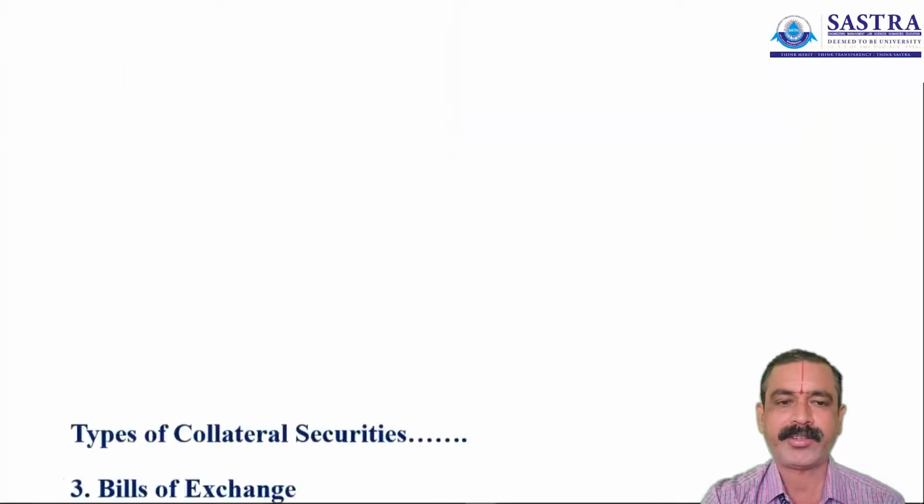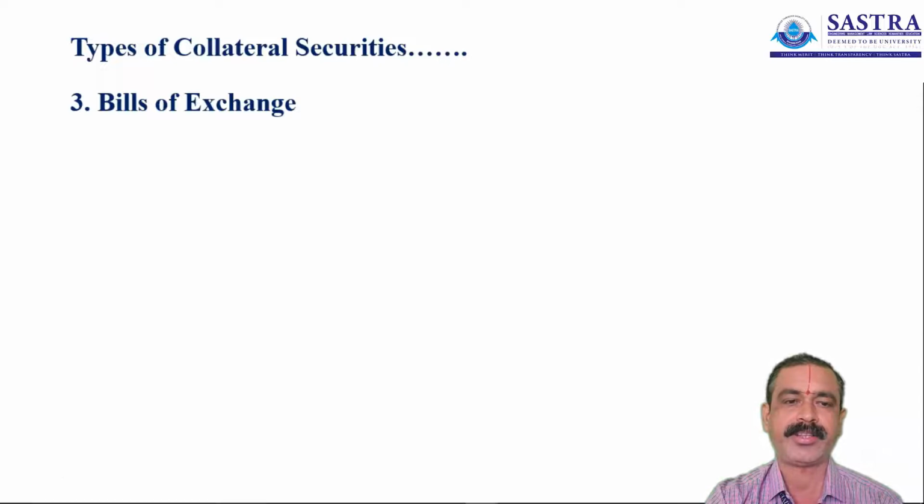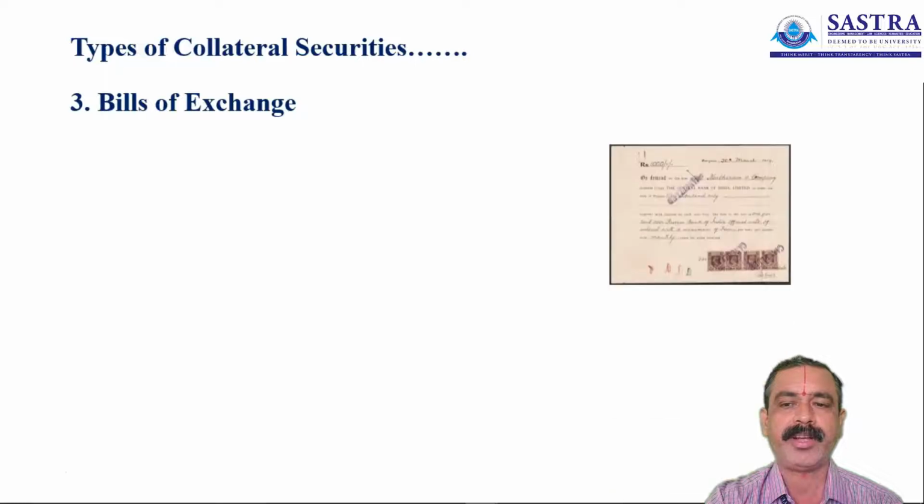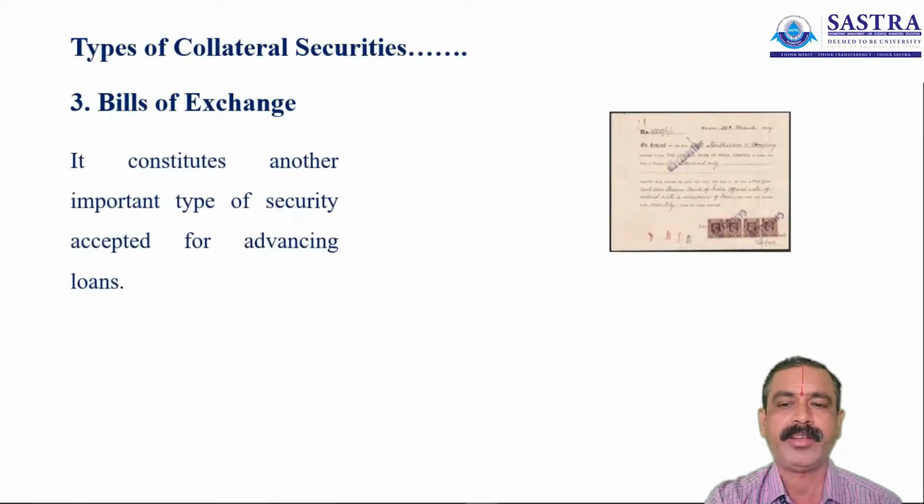Another type of security is bills of exchange. Bill of exchange constitutes another important type of security accepted by the banker for advancing loans. Loans are provided either by way of purchasing or discounting the genuine commercial bills in possession of the traders. Under discounting of bills, the banker advances the present worth of the bill amount after deducting its commission. Bills serve as ideal security for the banker since it is possible for the banker to have the bills rediscounted with the central bank.